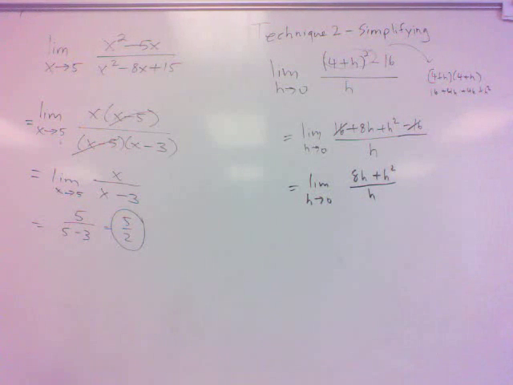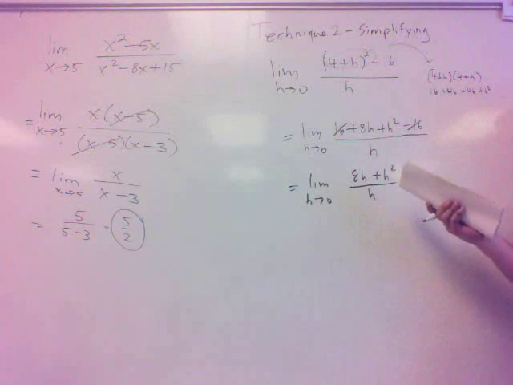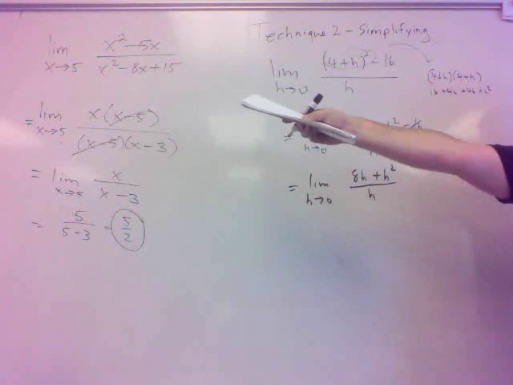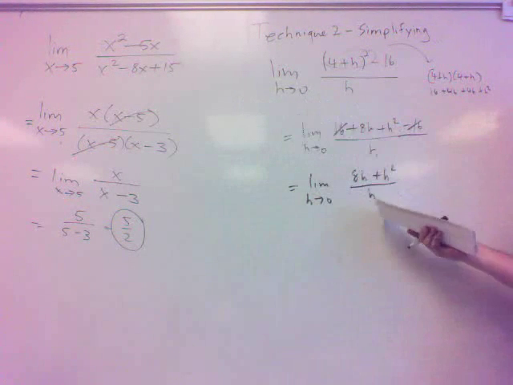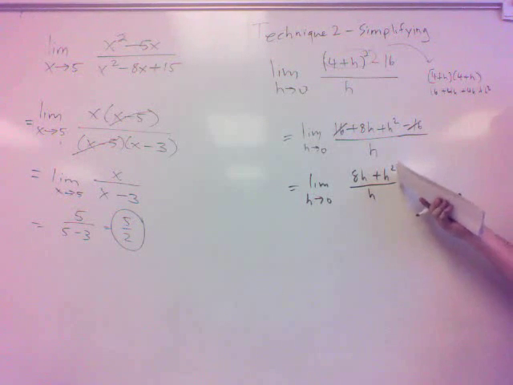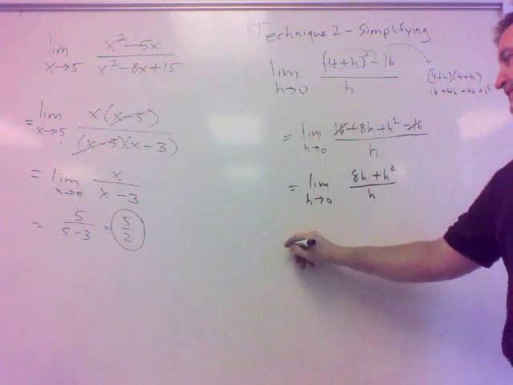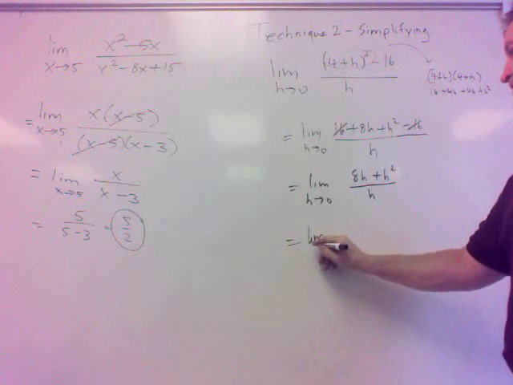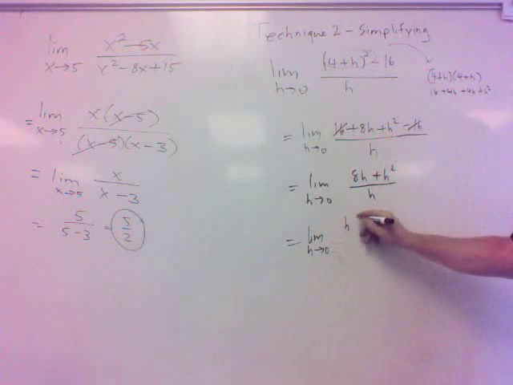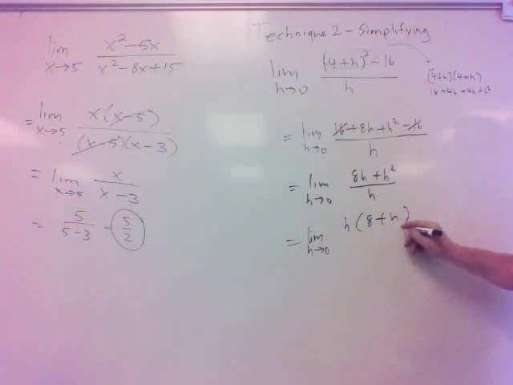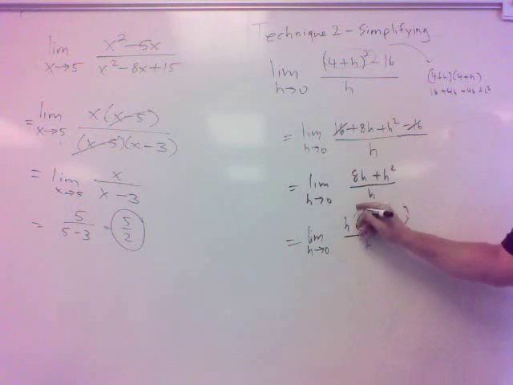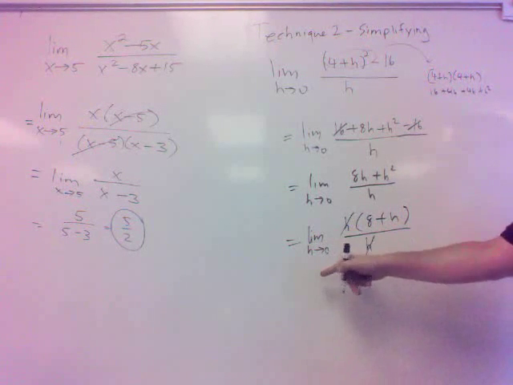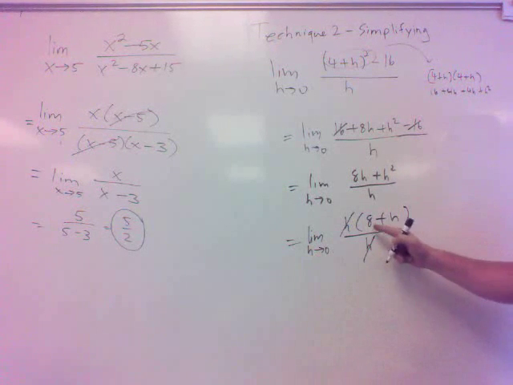Now, I did check it a while ago, but the bottom is definitely 0 on this, right? Starting out. And it's still 0. However, now we can revert back to technique number 1, because what can I do here? Pull out an h. One way you can look at it anyway. Pull out an h on top. It'll be 8 plus h in parentheses divided by h, but now the h's cancel. So now I have just the limit as h approaches 0 of 8 plus h.